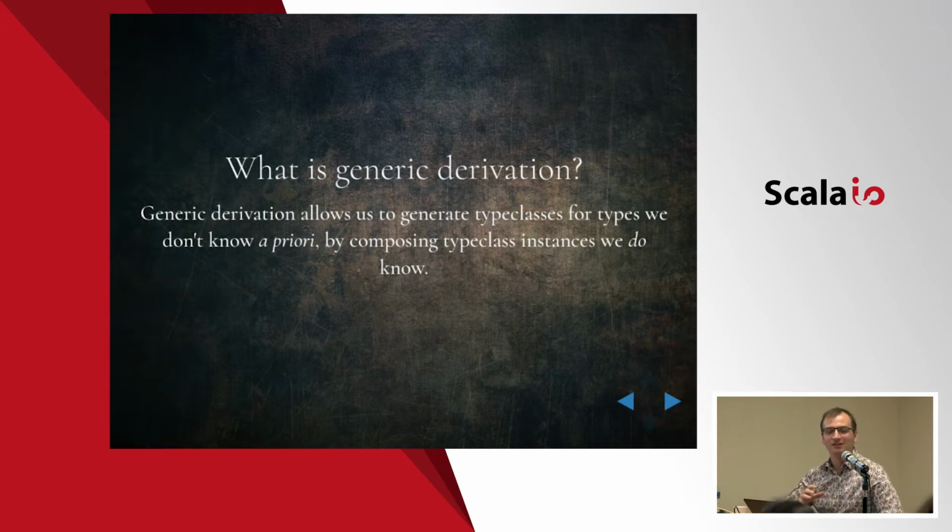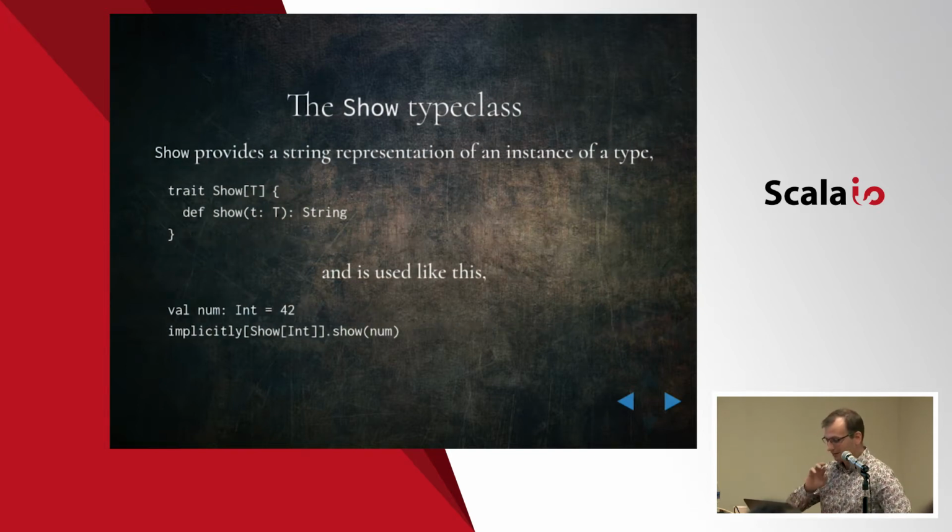We've had exposure to type classes as a feature of many conferences for two or three years now. And three years ago, I think a few people would have raised their hands. Now I'm happy to say people either already know about type classes or are at least justifiably too embarrassed to say. Anyway, generic derivation generates type classes for types we don't know beforehand by composing together, in some way, as yet undefined, type class instances that we do know. That's a very general explanation of what I intend to do.